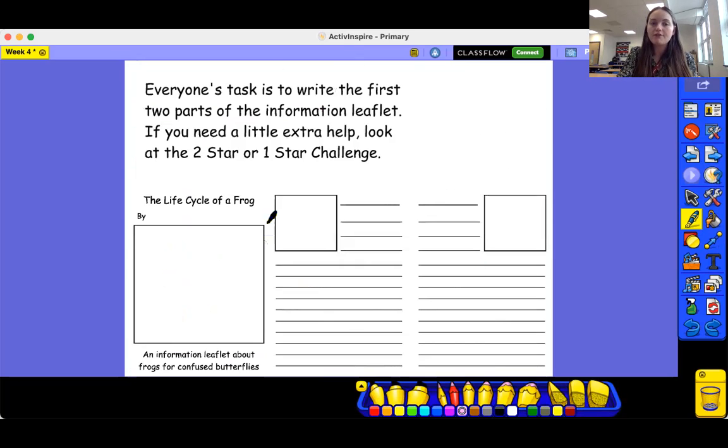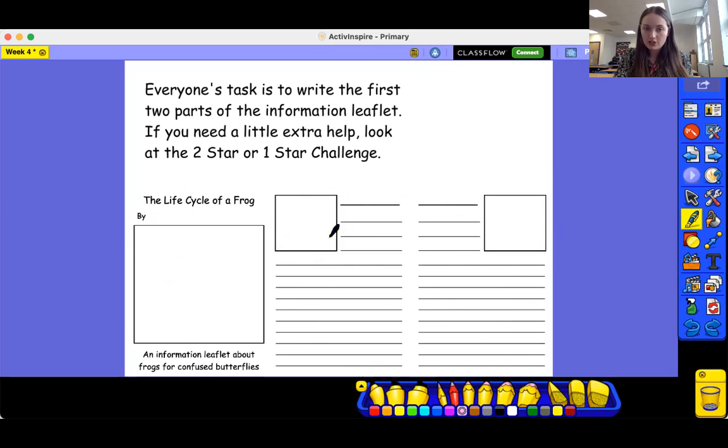Your job is to write the first section and the second section. So the first one is going to be about frog spawn, and the second one is going to be about tadpoles. And I've included this template on the school website to help you with your writing. You can draw a picture here, the life cycle of a frog. You could draw a picture of the life cycle, and you can say who it's by. So mine would say, by Miss Mannion. My subheading goes on my first line, and then that box can be used for a picture of each section of the life cycle. So my first part is about frog spawn, so I could draw a picture of some frog spawn.